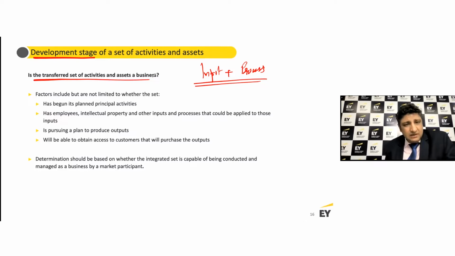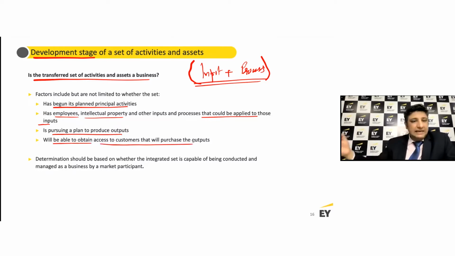You need to consider a lot more aspects: whether those planned principal activities have begun, whether there are people, whether there are patents or copyrights or intellectual property available as far as the existing set of inputs is concerned. Is there any plan to execute so that you can actually start generating revenue, even if it's not there yet, because we are purely referring to the development phase under input and process? Or would you have access to the market wherein you can actually create and sell these products that you are trying to build?